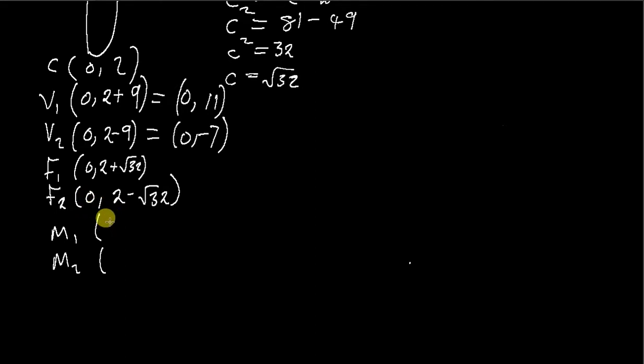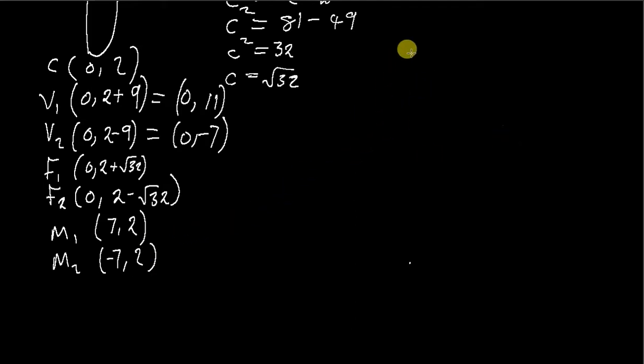We know that along the x-axis, y is constant, so we expect our y coordinate to be constant. So the one that is going to change here is just the x coordinate. So we're going to have m1 to be 7, 2. Then we subtract 0 minus 7, we get negative 7, 2. So these are the minor vertices.